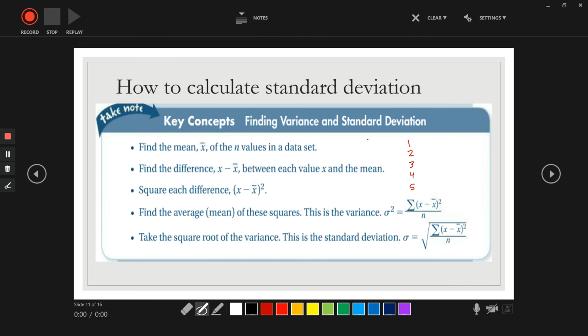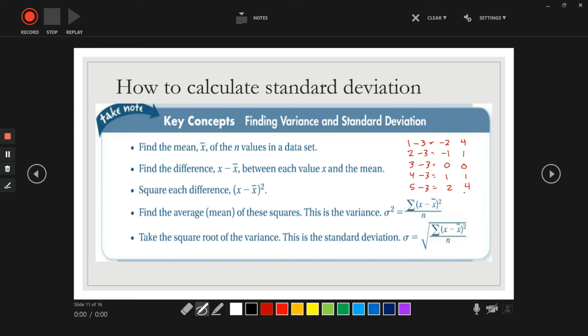Okay, so the mean of this is 3. If you add it all up, the mean is 3. So what you have to do is find the difference between each data value and the mean, right? So that would be -2, -1, 0, 1, and 2. And then the next thing you have to do is square all of these numbers. And when you square a negative, it becomes positive.